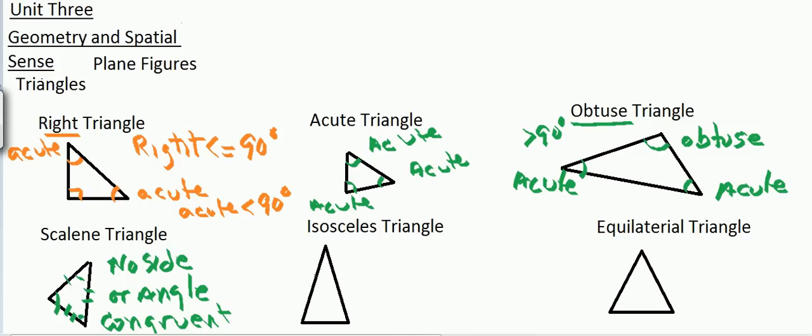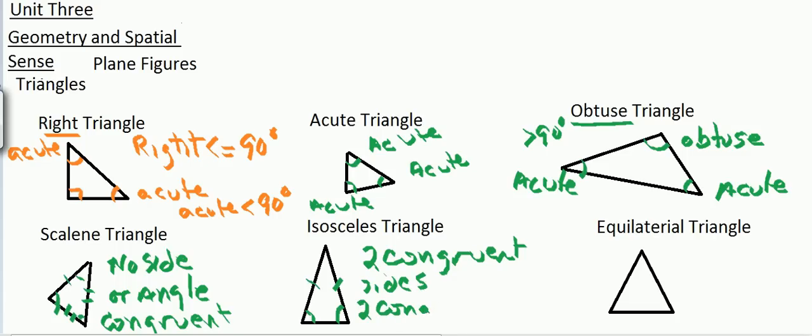In an isosceles triangle, we have two congruent sides and two congruent angles. So, two congruent sides and two congruent angles.